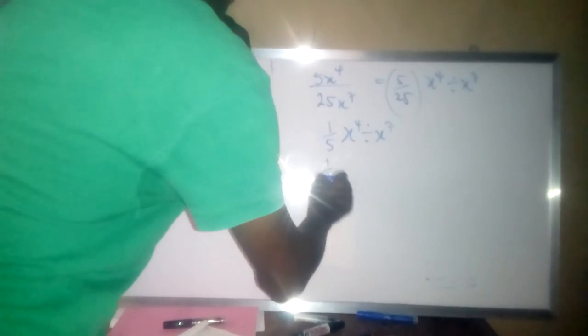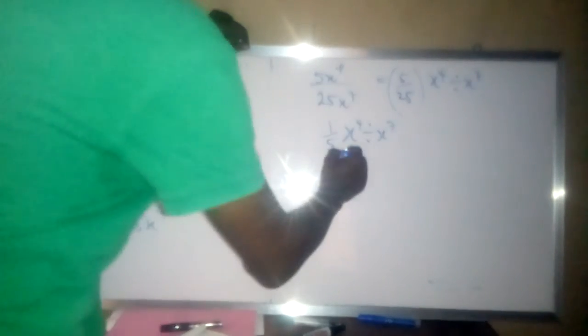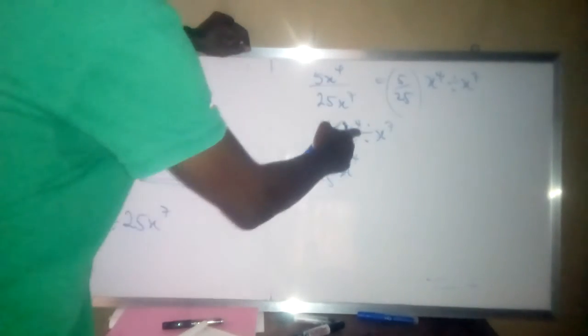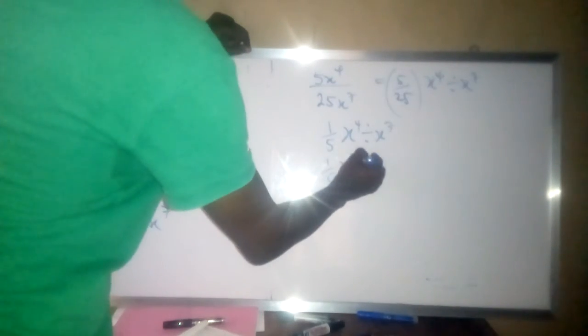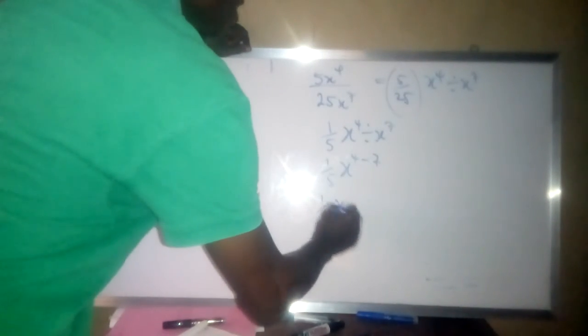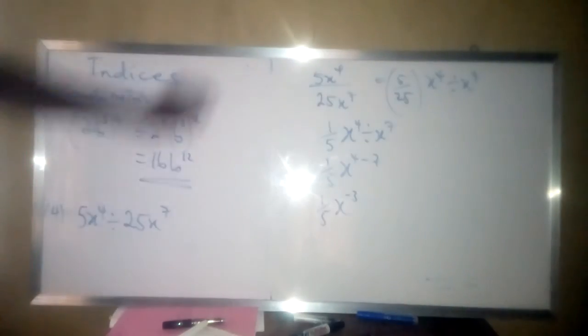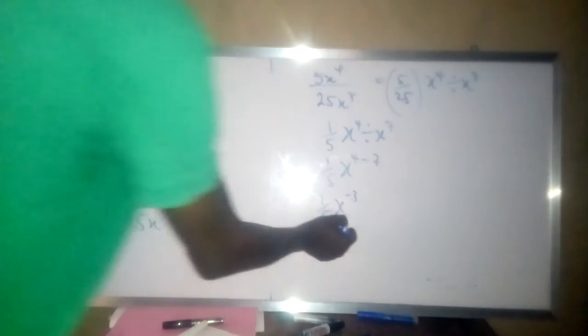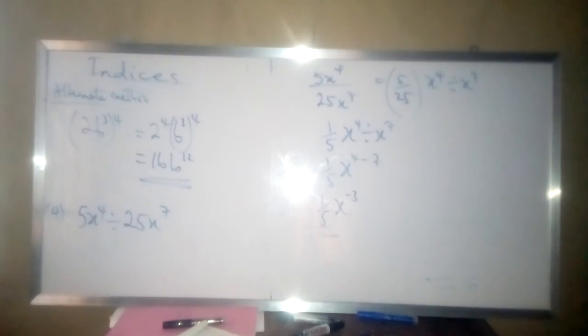Then you have 1 all over 5. Are you with me? Then x raised to the power 4. Now don't forget, division will change to minus the powers, minus 7. So you have 1 all over 5, x raised to the power what? Minus 3.